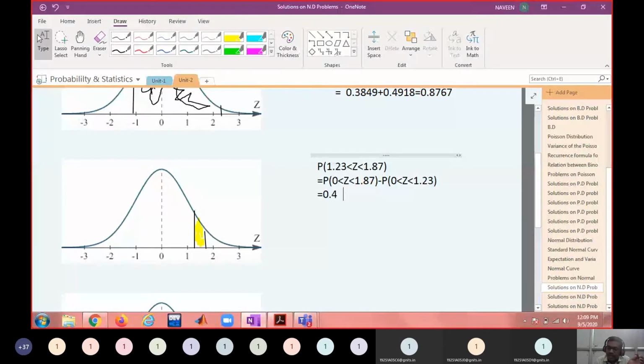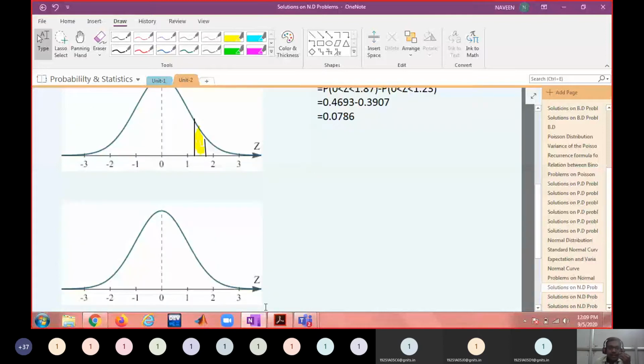So 0.4693 minus, what is the next value? 1.23 you have to see. 1.23, 0.3907. Okay. And now what is the simplification? 0.0786. Okay. So next see the third one.